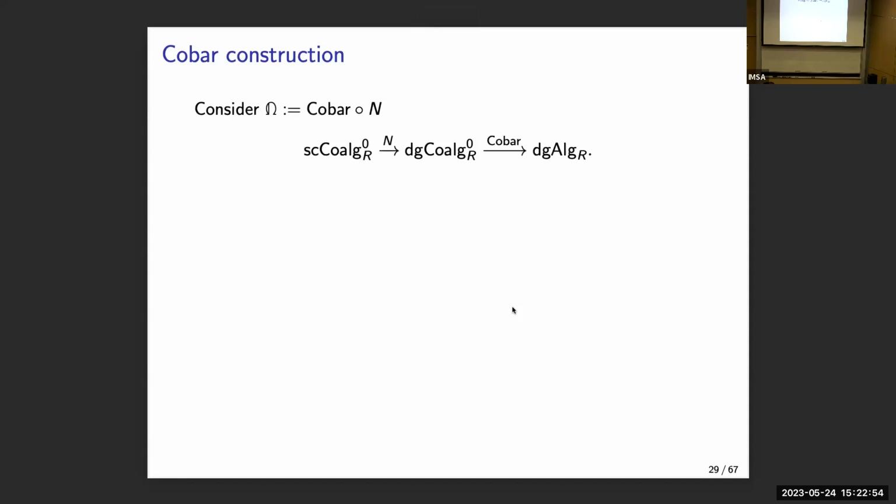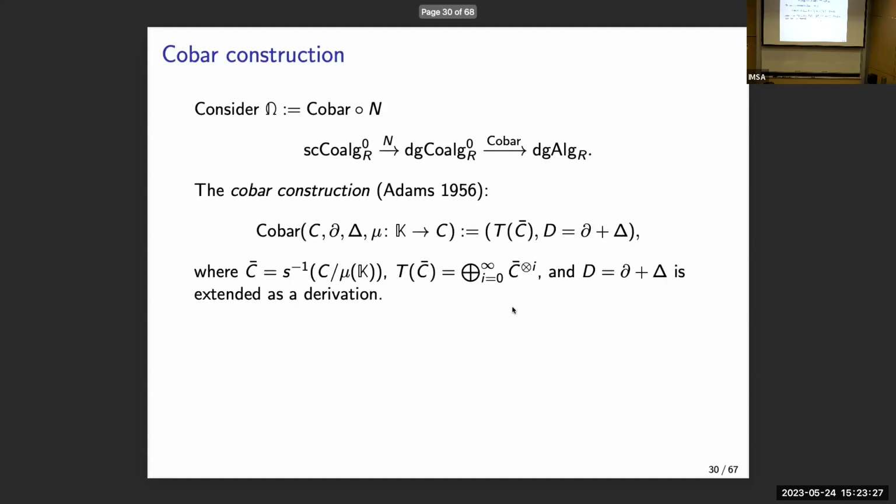So I will define by this bold omega the composition of two functors. First, I'm going to start with simplicial co-commutative coalgebras that are connected. Applying the normalized chains functor produces a differential graded connected coalgebra, and for differential graded coalgebras that are connected, or more generally co-augmented, I have a cobar functor that produces a differential graded algebra. So what do I mean by cobar? This construction was introduced by Adams in 1956.